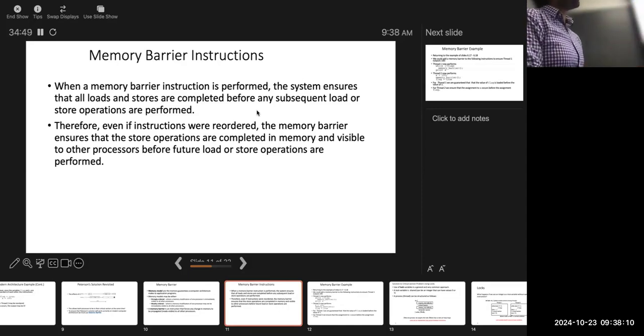Therefore, even if instructions were reordered, the memory barrier ensures that the store operations are completed in memory and visible to other processes before future load or store operations are performed. I think the second statement is a bit confusing, but basically what we are saying is that even if the reordering optimization is enabled in the compiler, when you put this memory barrier in your code, the optimization will not be applied across the barrier. You can still apply it on one side of the barrier, but not across the barrier.